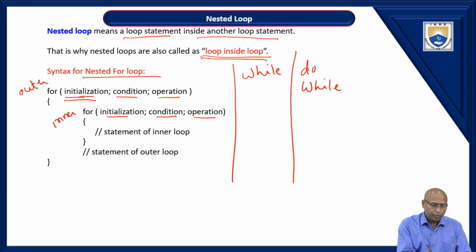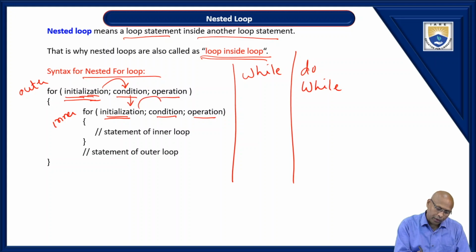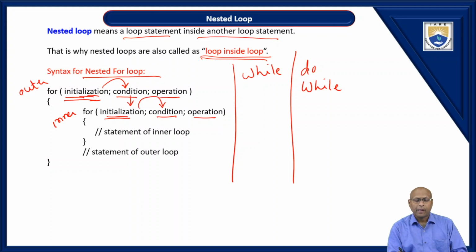In outer loop, first initialization will be happening. After performing initialization, the control will come to the middle part, that is conditional part. Then it will check whether the condition is true or not. If the condition is true, then the control will come inside. That means it will come to inner loop. In the inner loop, again it starts from initialization. After performing initialization of inner loop, the control will come to condition part.